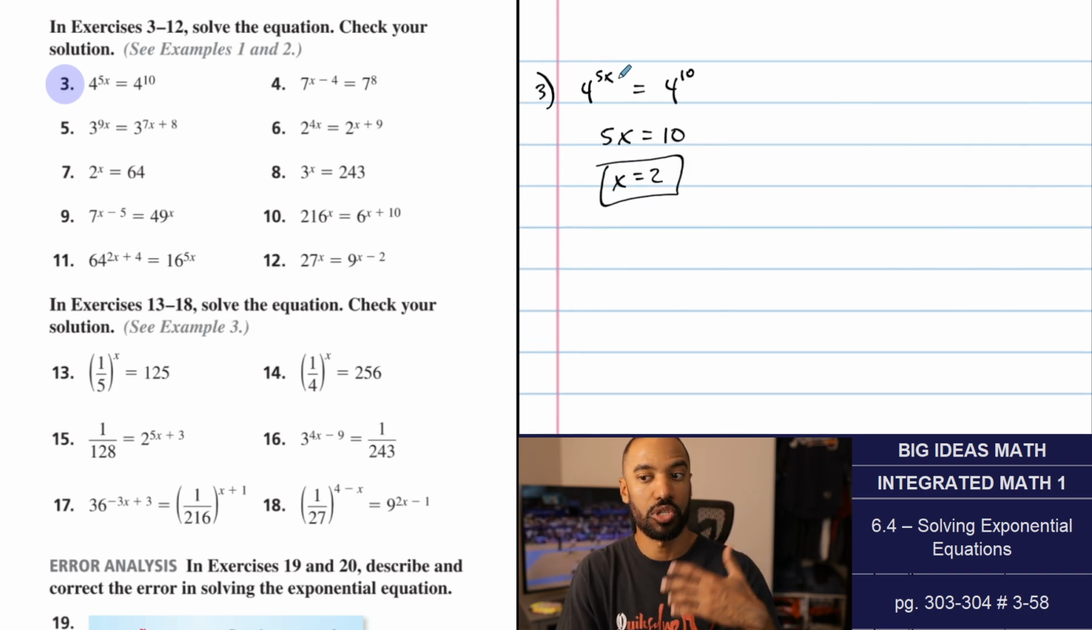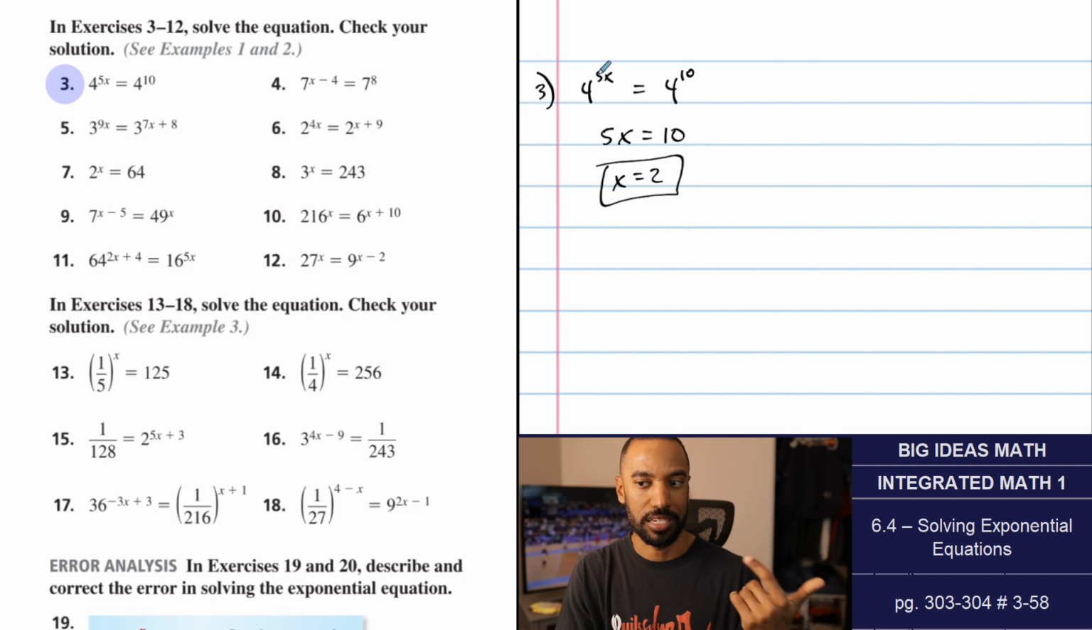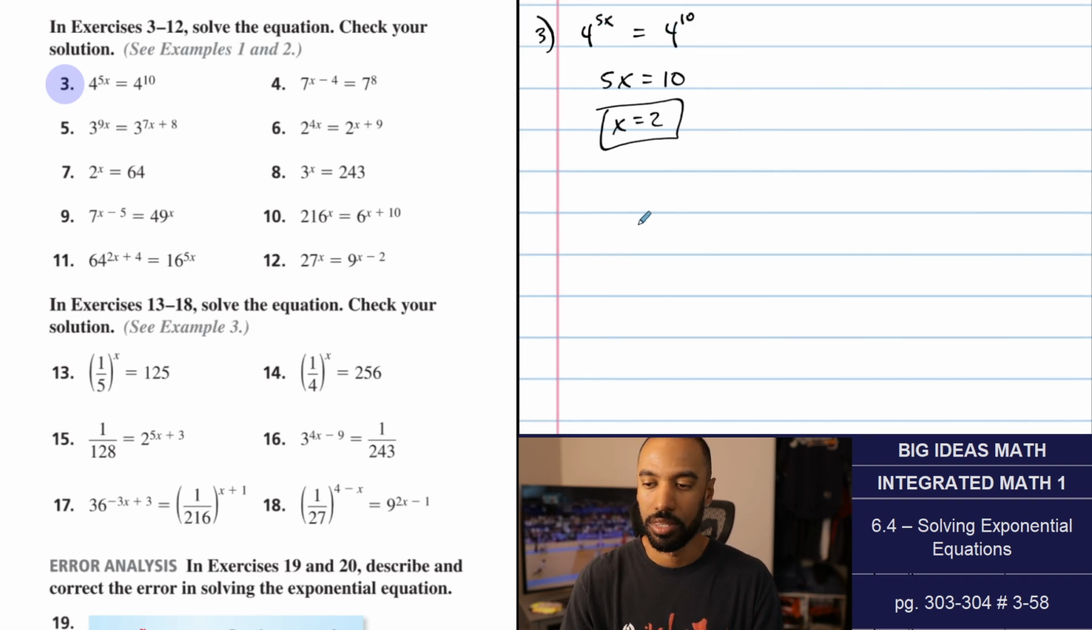It does say check your solution. If I do 5 times 2, I get 10. 4 to the 10th equals 4 to the 10th. That one checks out.